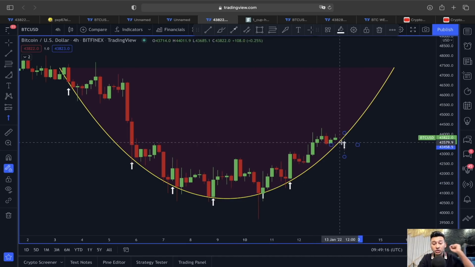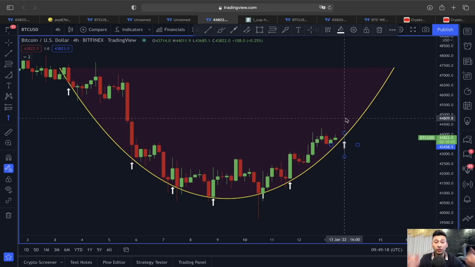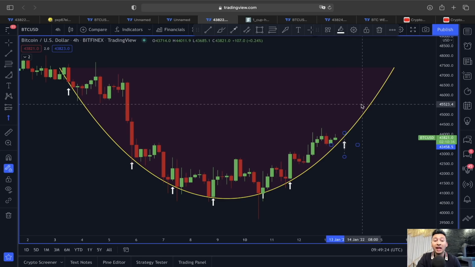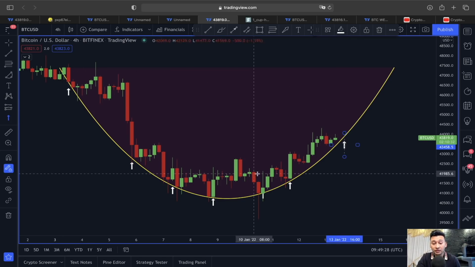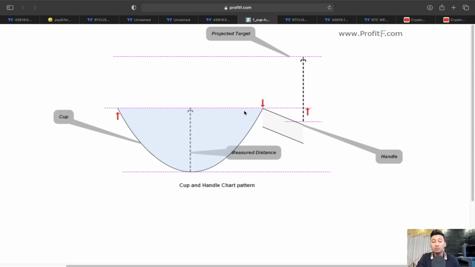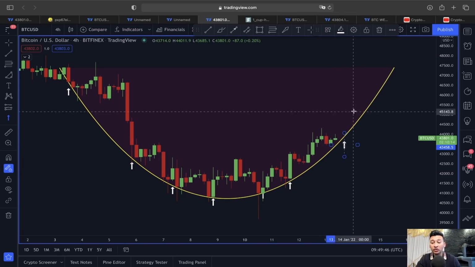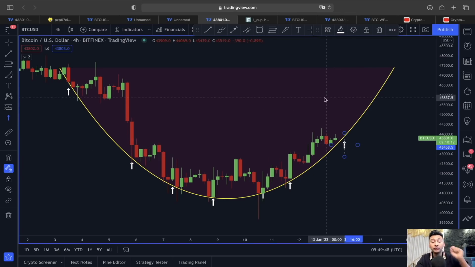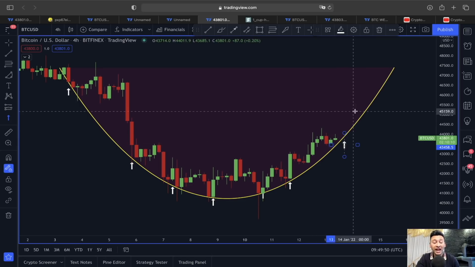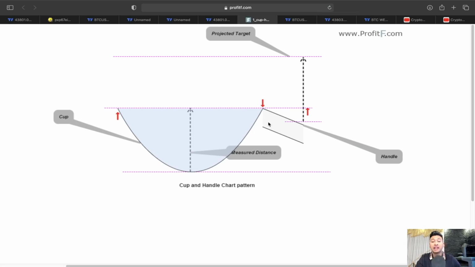So if we do manage to find support above this 43,500 today, then there is very high probability of price also continuing this movement at least towards this 45,000 range, and maybe also forming this very nice cup and handle pattern according to this example. That's why, guys, as long as the price of Bitcoin remains above this 43,400, 43,500, we could be actually forming this very nice cup and handle pattern as well.